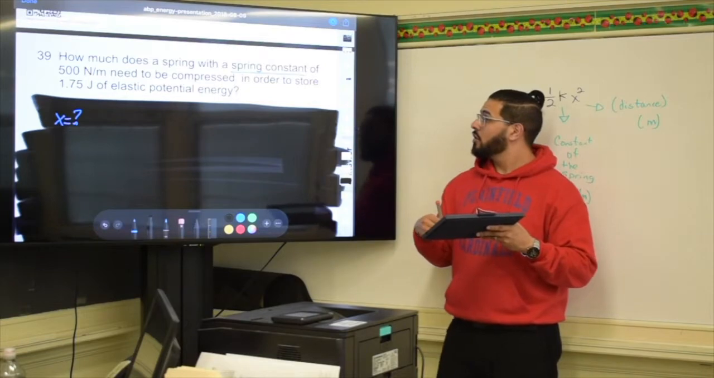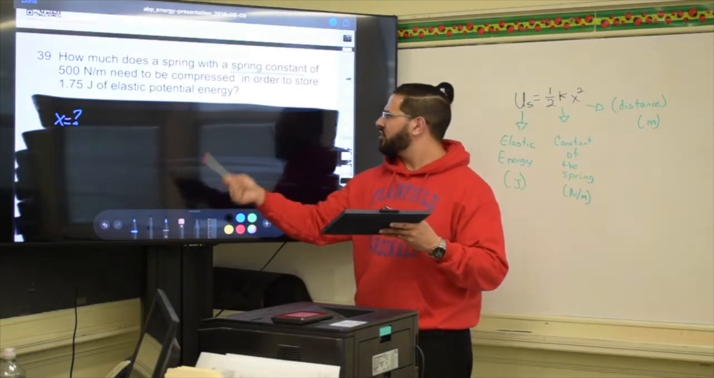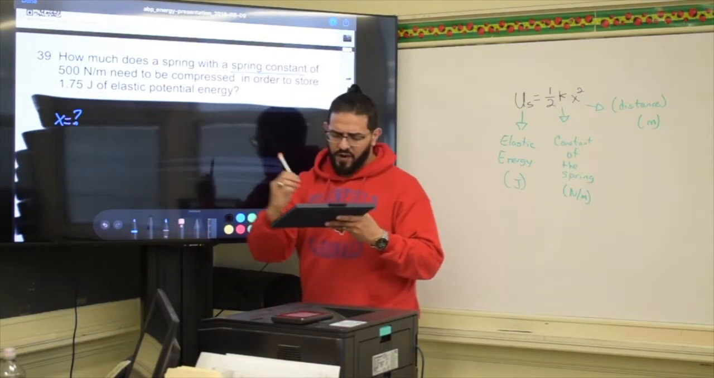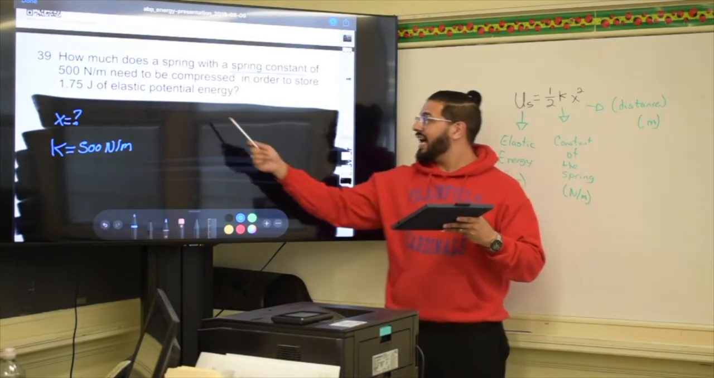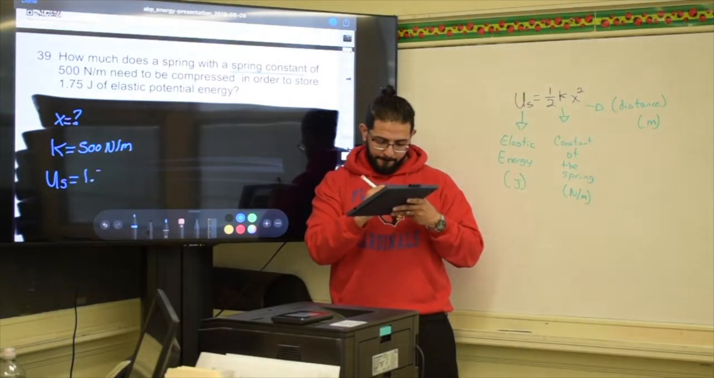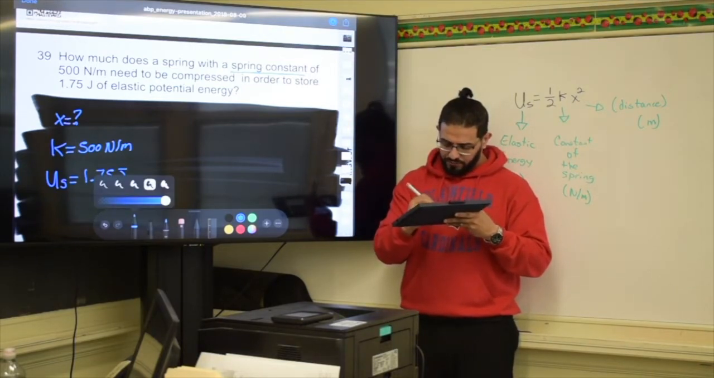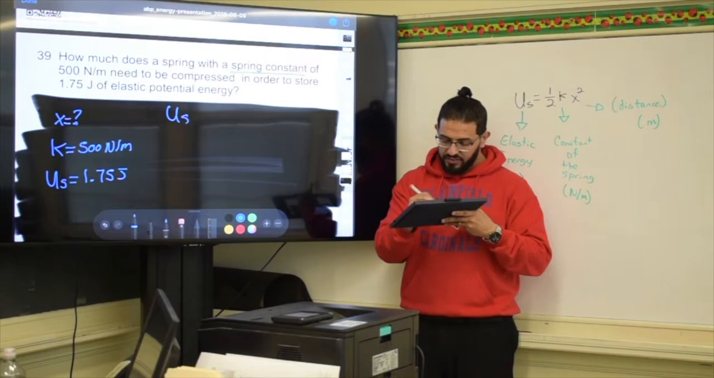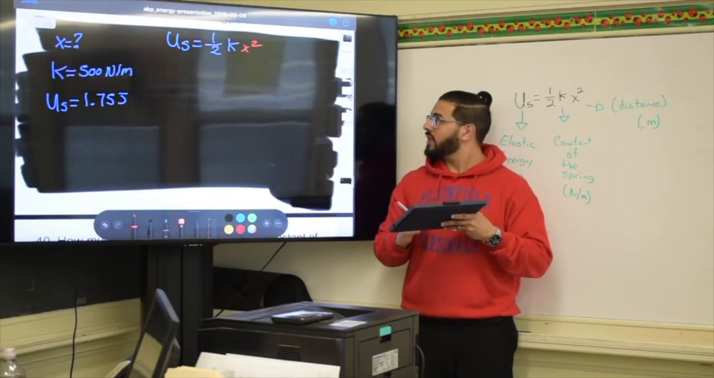First, data. We want to know how much the spring is being compressed, we want X. Second, we have the spring constant that is equal to 500, that means K is going to be equal to 500 newtons per meter. And the elastic potential energy is 1.75. Now, that's the first step. Second step, we need to write the equation. US is equal to half K X squared.